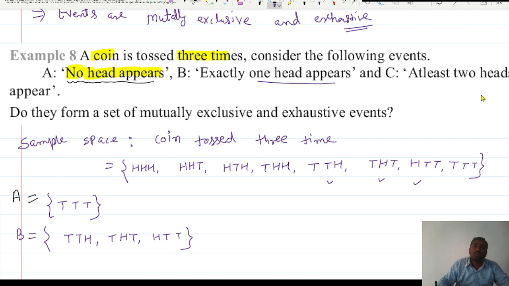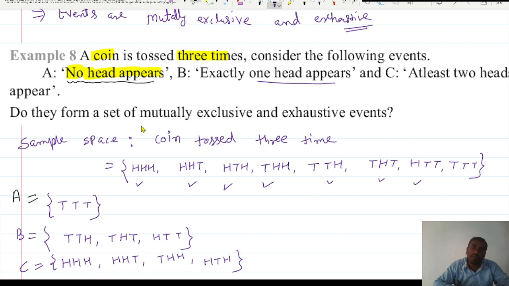Next, C: at least two heads appear. Hopefully you know the meaning of at least two, but at least means more than two is also acceptable. So at least two heads means we can take this one, this one, this one, and this one. So a total of four: HHH, HHT, THH, and HTH. Now the question asks, do they form a set that is mutually exclusive and exhaustive?